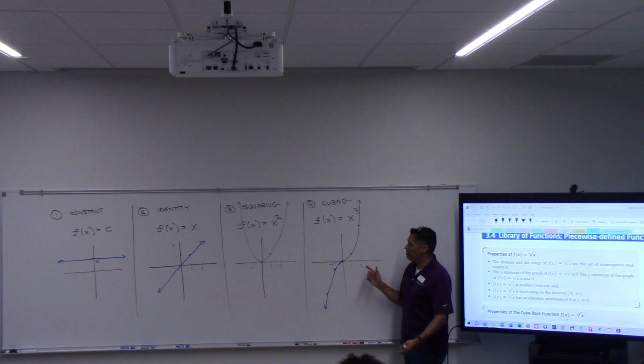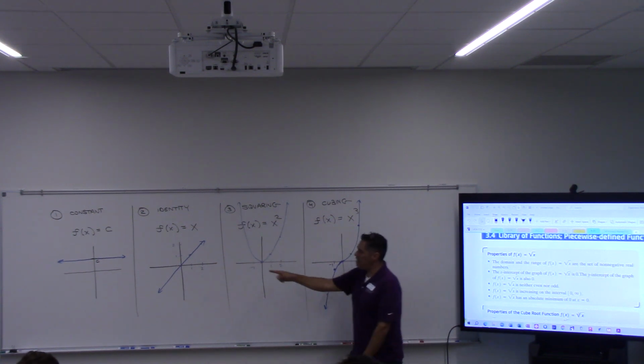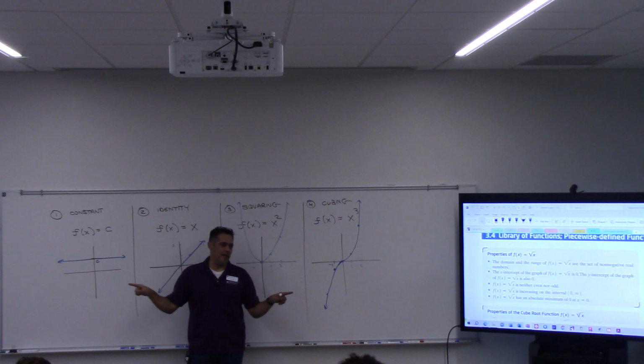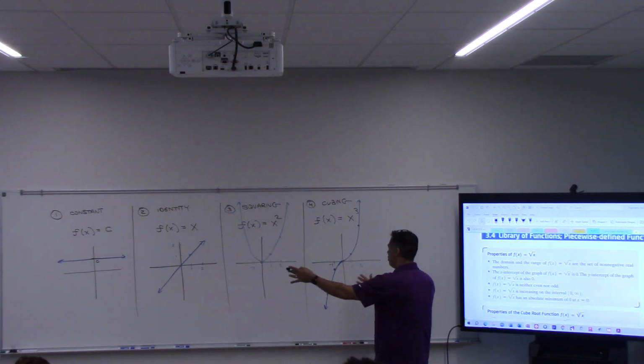I didn't talk about intercepts. This has an x-intercept, that has an x-intercept, that has an x-intercept. Does this have an x-intercept? Not right now, but if you move C down to the x-axis, then every point is an x-intercept. Okay, got them? Good?